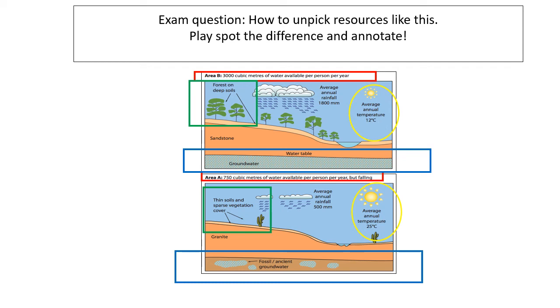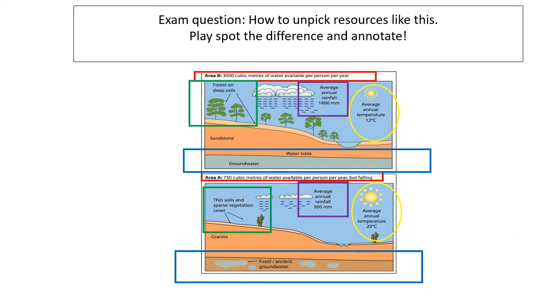Whereas in area A, if we have a look, very little vegetation, so there won't be much in the way of interception. Thin soils, which means that the soil can store very little. It means there's probably going to be lots of overland flow, goes into rivers, it's going to be exposed to that hot temperature and it's going to evaporate. So again, we can see that that is going to be a major factor in explaining the change in access to water between the two.